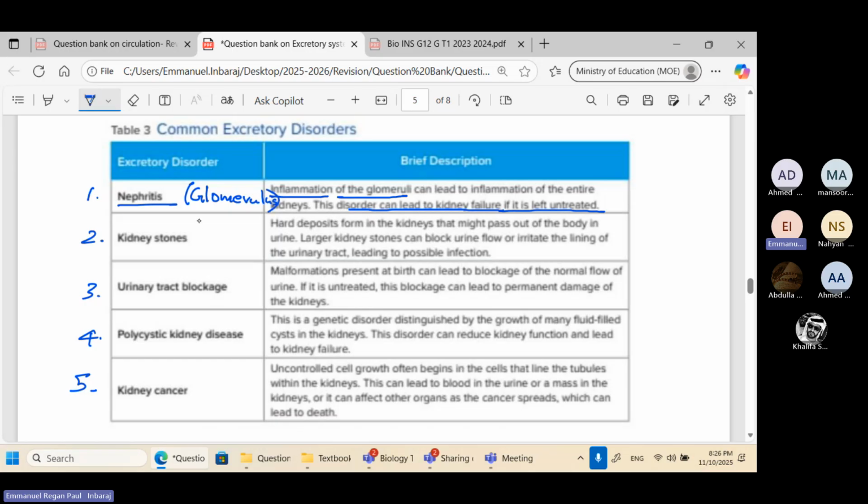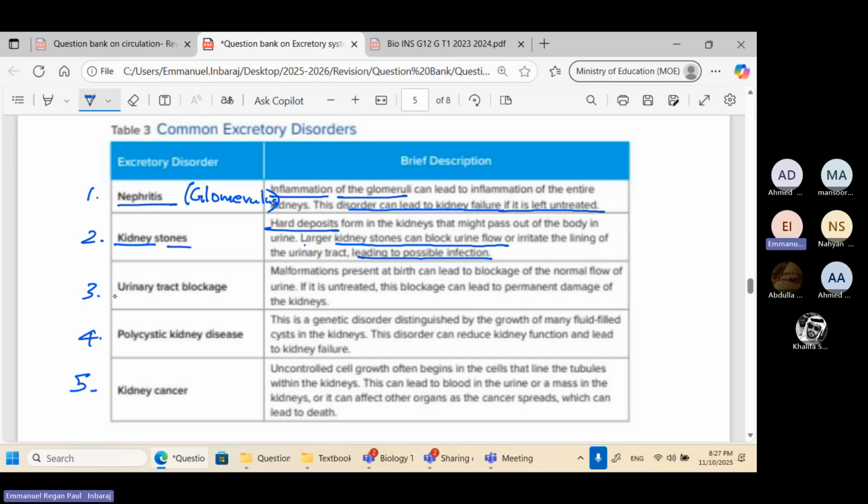Number two, kidney stones. You know about this calcium deposit, made from calcium. This kidney stone can block the urine flow, leading to infection. If you see these keywords about kidney stone, then you have to write kidney stones.